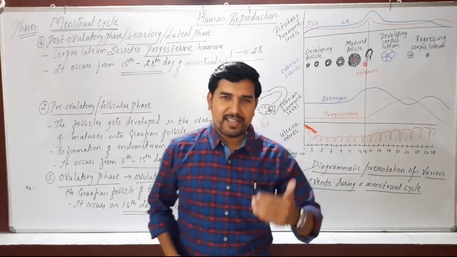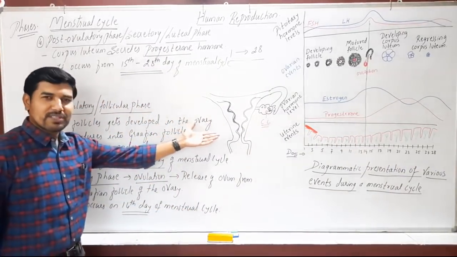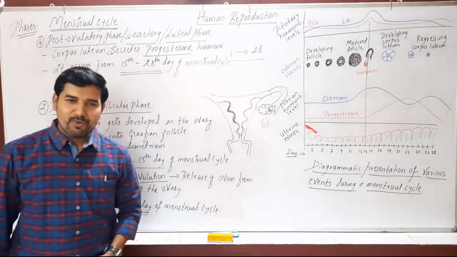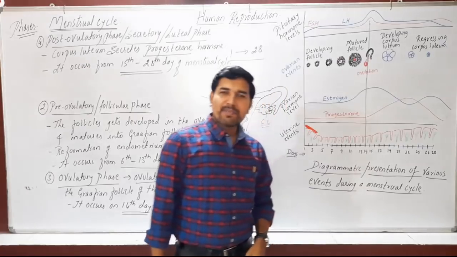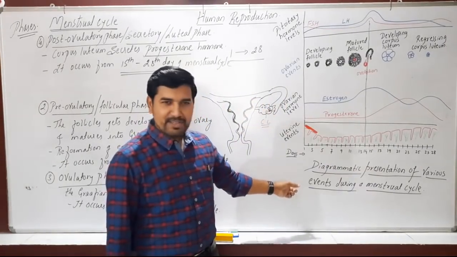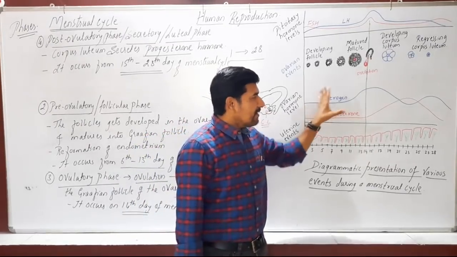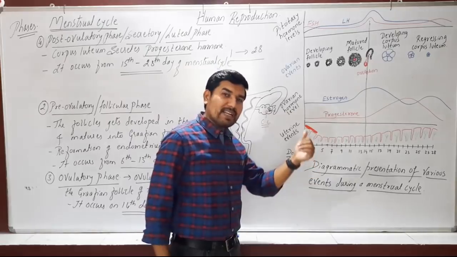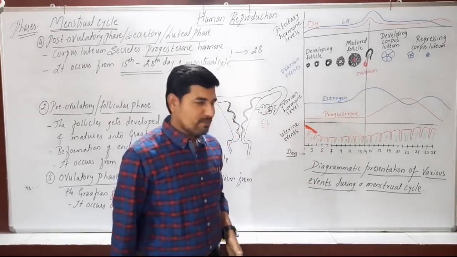So this is regarding the events and the phases that occur in the female reproductive system, which we call the menstrual cycle. Now, one more term. Here we have a diagrammatic representation of various events during a menstrual cycle. This diagrammatic representation is of most importance as far as the exam point of view is concerned. In the theory part, we have to draw the diagram of this.